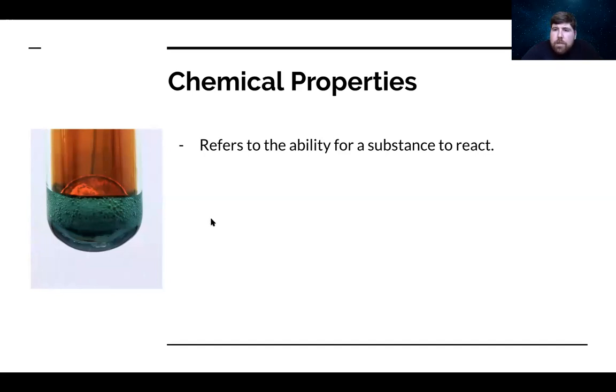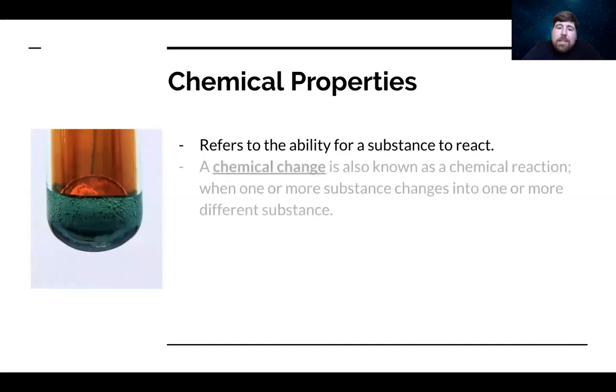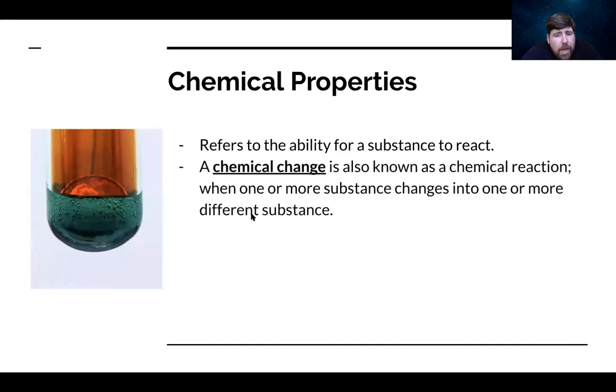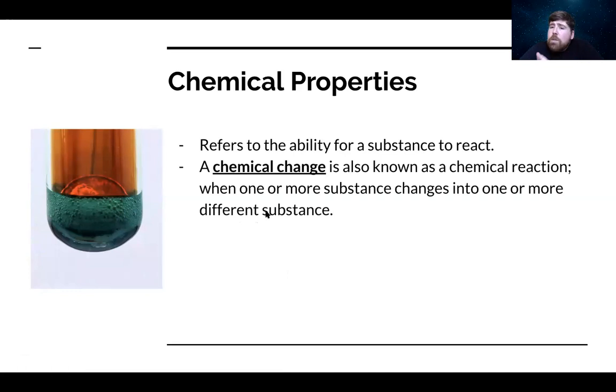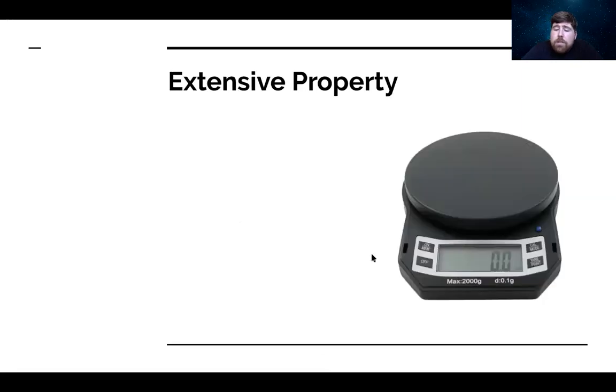Chemical properties, once again, refer to how chemicals change their identity. A chemical change is specifically known as a chemical reaction. Pretty much exclusively after this point, I'll call chemical changes chemical reactions. This is going to be when one or more substances change into one or more different substances. Now, moving on to extensive and intensive properties.